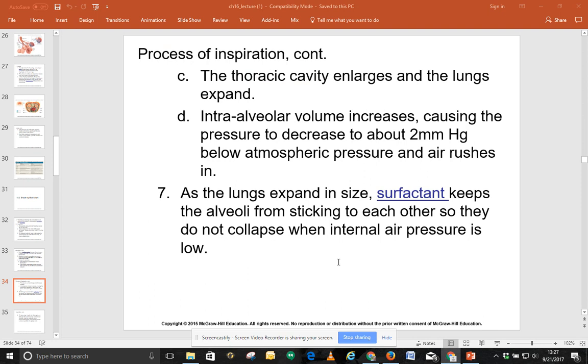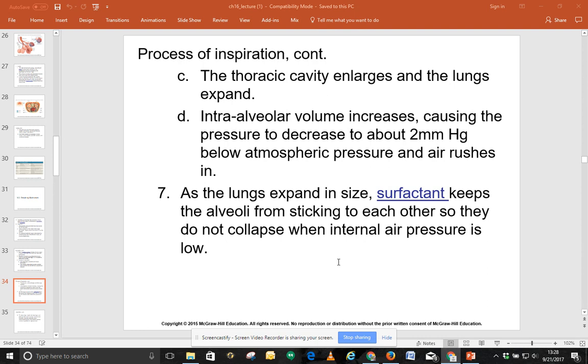The thoracic cavity enlarges with this process, and the lungs are going to expand. The intra-alveolar volume will increase, causing the pressure to decrease, like I said, or fall, about 2 millimeters of mercury. So pressure in the chest has to fall in order for air to come into the chest. It has to fall below the atmospheric pressure.